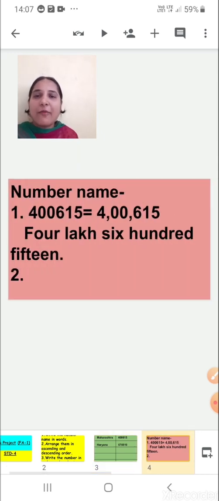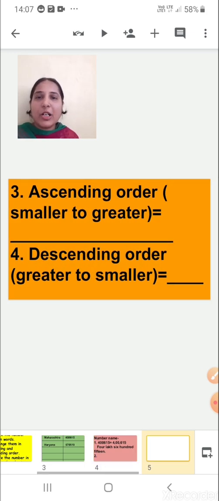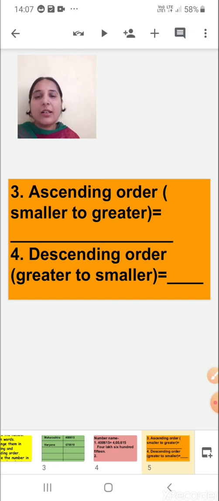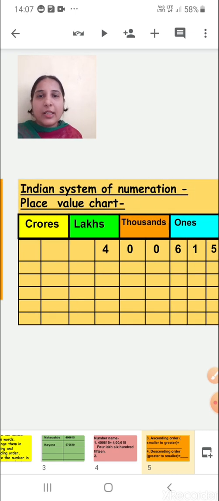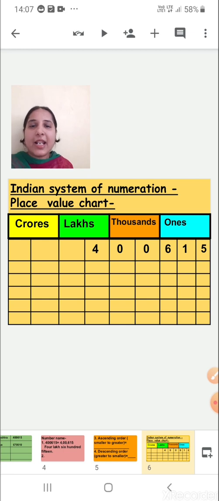Then you have to write the number name. So what was the first pin code? You have to write its number name in the Indian number system. Okay. Then what you will do, you will arrange them in ascending order first, from smaller to greater, and then you will arrange them in descending order as well, from greater to smaller. Okay. Then you will make a place value chart according to the Indian number system, like this.